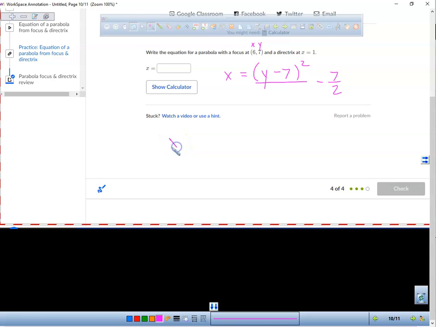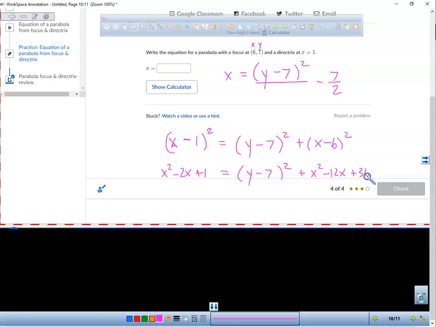We're going to start with x minus 1 squared. I'm doing a little shortcut here. I'm not going to do the square roots and square both sides. I'm just going to write what it's going to eventually be, equals y minus 7 squared plus x minus 6 squared. This becomes x squared minus 2x plus 1. We're going to keep this guy the exact same. This becomes x squared minus 12x plus 36.